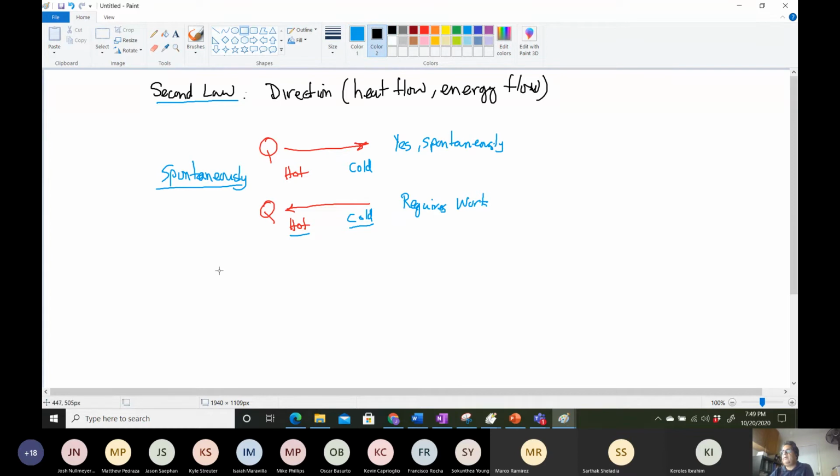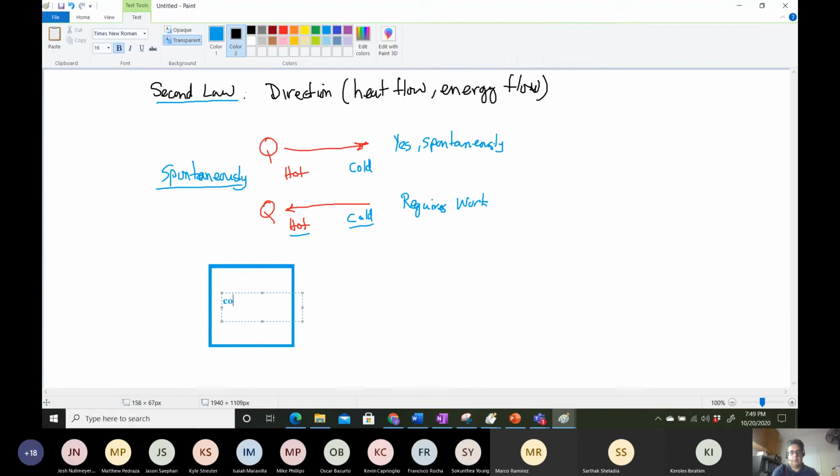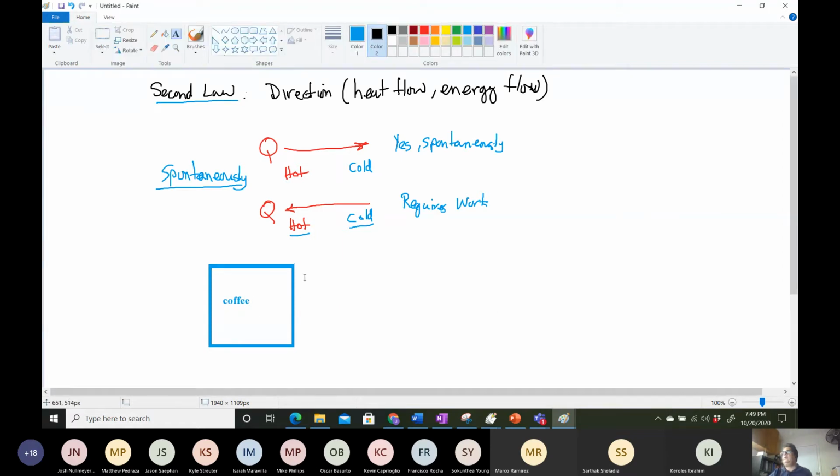All right, let's suppose we have a mug. Let's have coffee here. We can do a blue cup of coffee, and this is our coffee here. Let's just suppose we start off with 10 kilojoules, right?